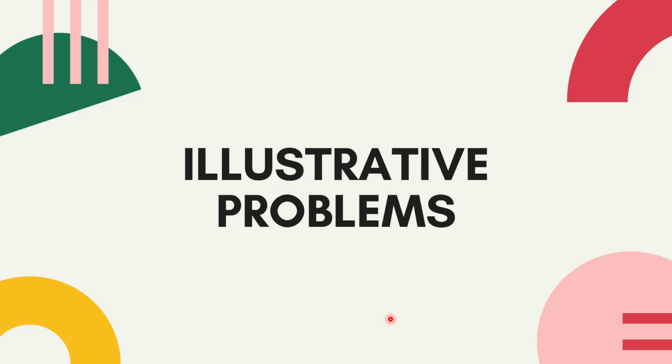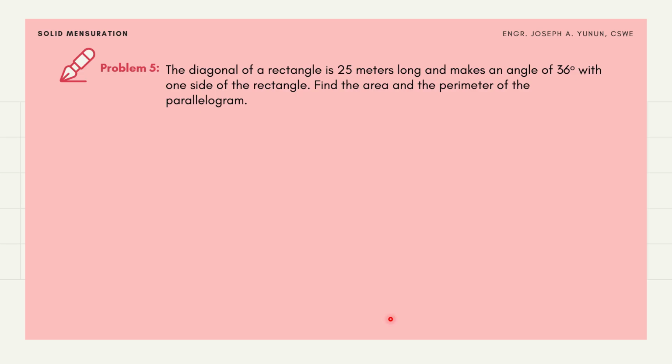Some illustrative problems. Problem 5. The diagonal of a rectangle is 25 meters, and it makes an angle of 36 degrees with one side of the rectangle. Find the area and the perimeter of the parallelogram.